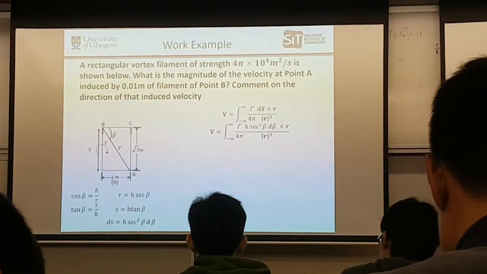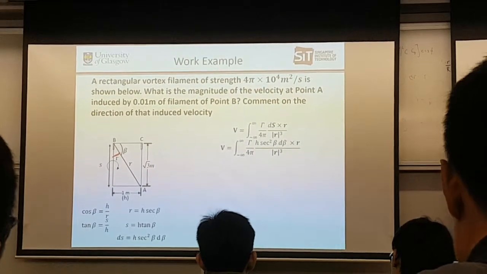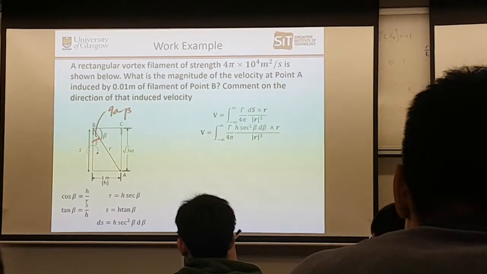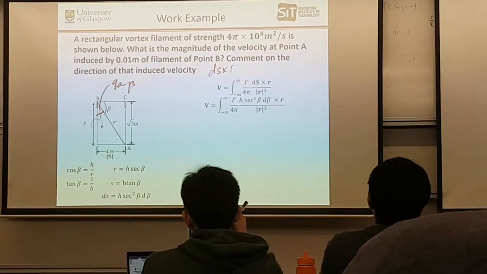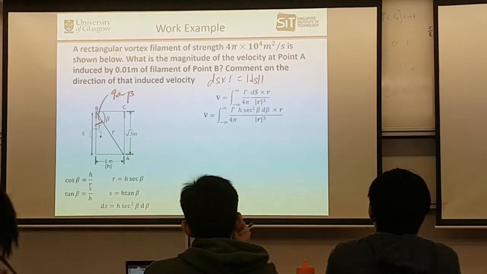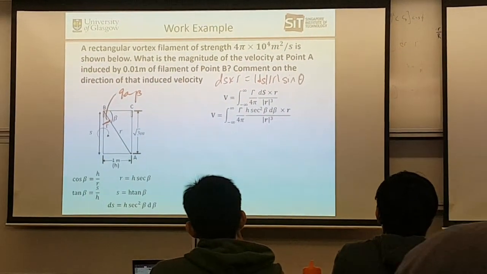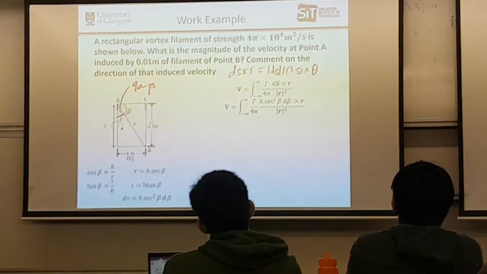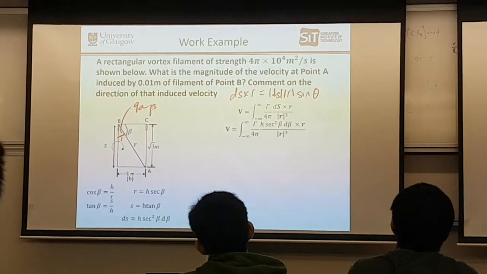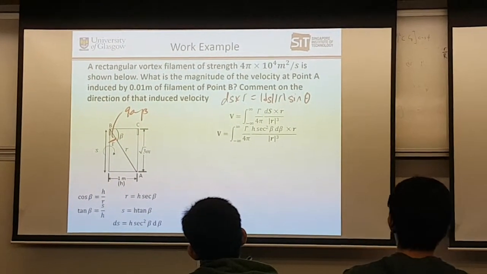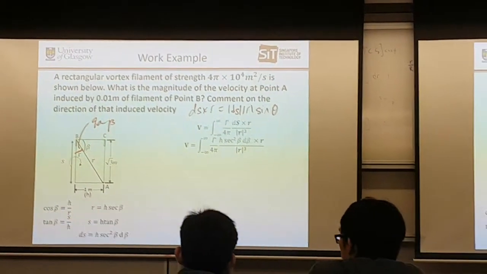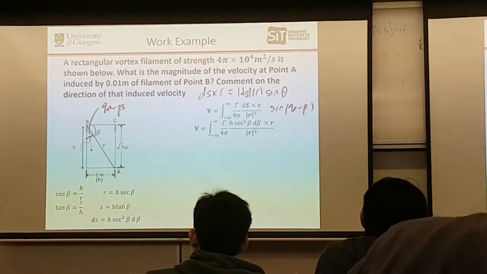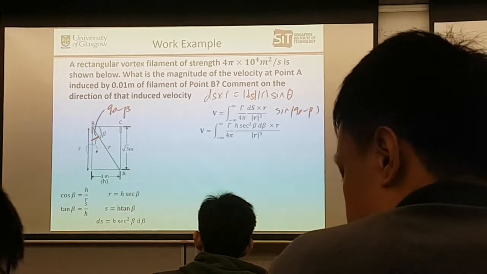If this is beta, what is this angle here? Anyone? This is 90 minus beta, right? Remember, if I do ds cross r, I should have ds r sine theta. Correct? That's the definition of your cross product: the magnitude of ds times the magnitude of r times sine theta, where theta is the angle between ds and r. But the angle that we have is not theta. Our angle is actually sine 90 minus beta. What is sine 90 minus beta equal to? Cosine beta, right?